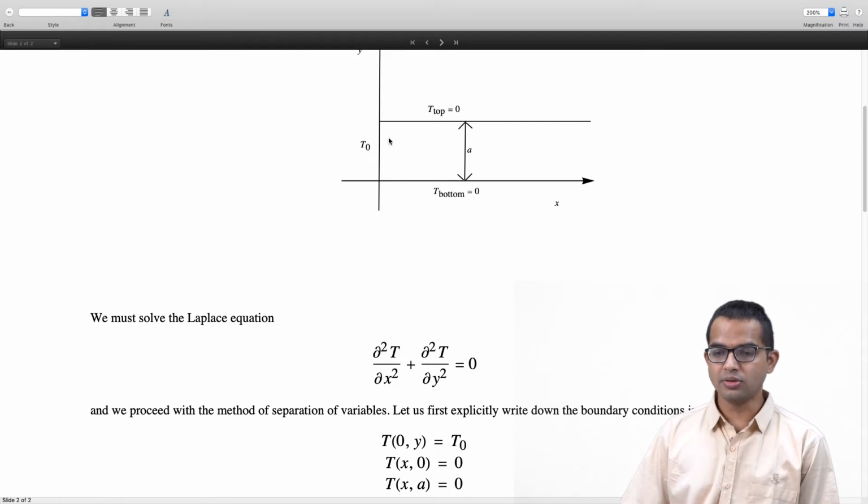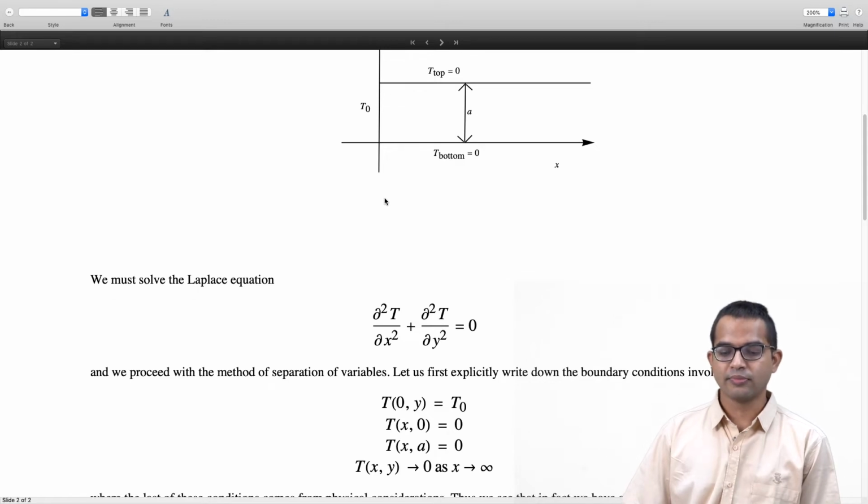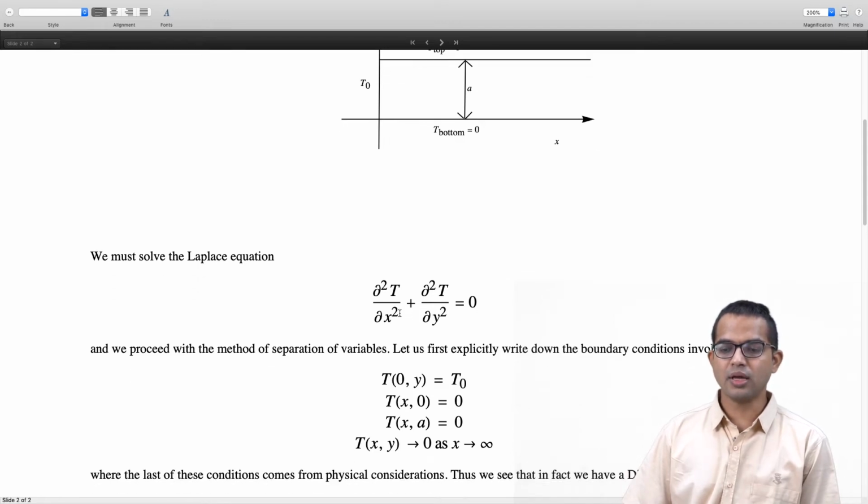But in addition to these three boundary conditions, there is also one more boundary condition, a physically motivated boundary condition, right? So that's this one, which is basically for large x, this temperature must die down, right? So there is no way to sustain some finite temperature as you go far away, because all you're doing is maintaining this end at T0. So for T of x comma y, as x tends to infinity, it must die down to 0.